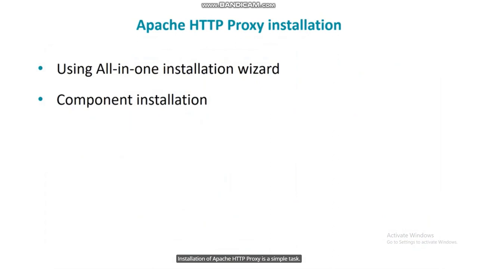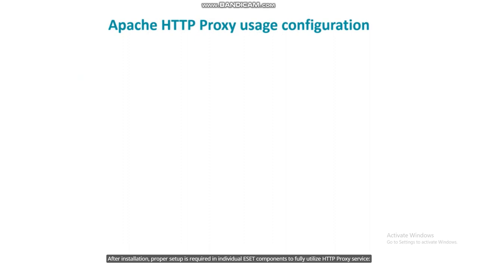Installation of Apache HTTP proxy is a simple task. You can use the all-in-one installation wizard or install directly from the installer file. No setup is required during the installation process. After installation, proper setup is required in individual ESET components to fully utilize the HTTP proxy service.